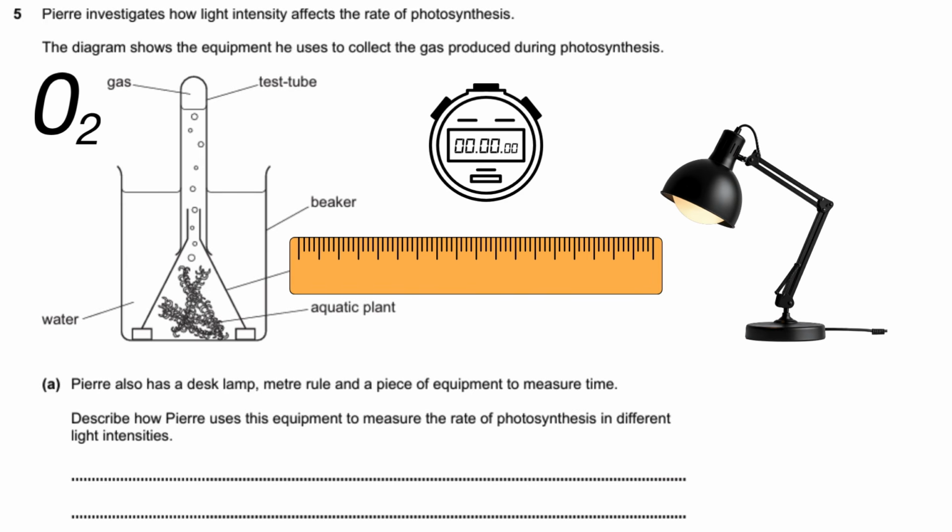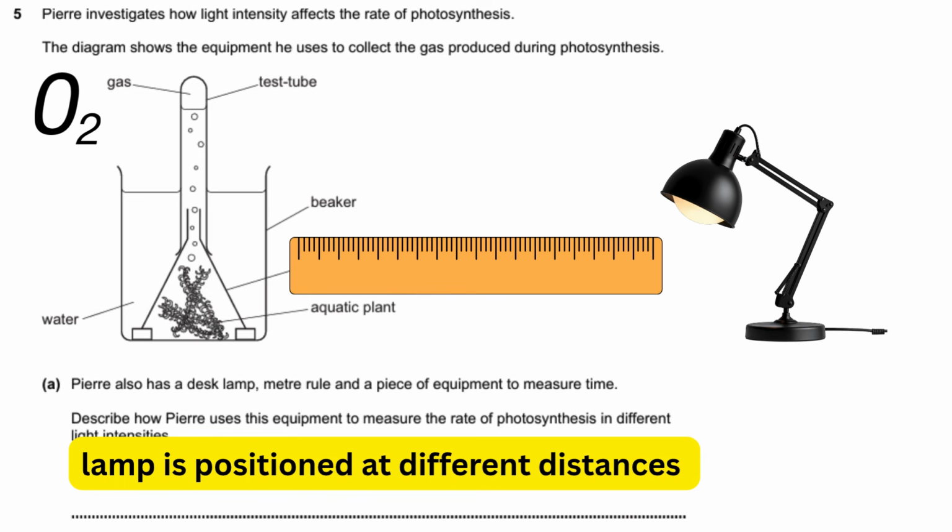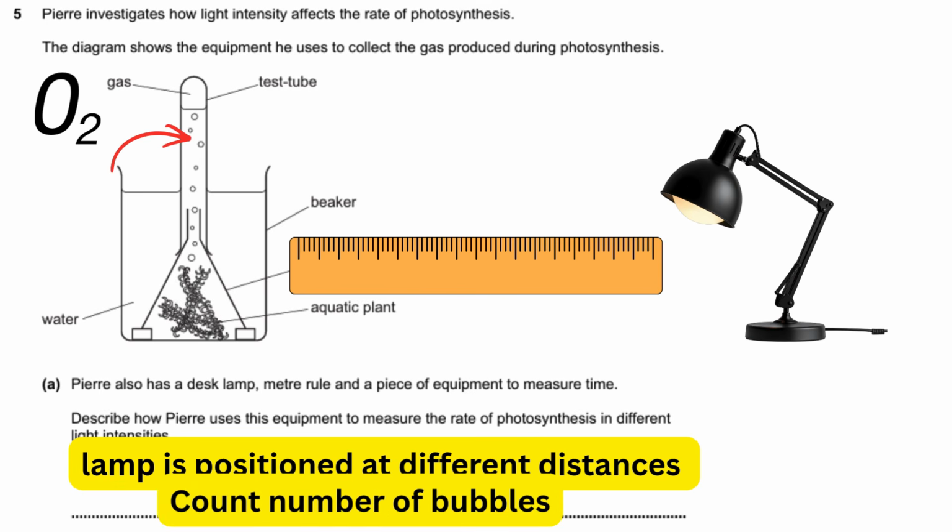But remember that he said that Pierre has a desk lamp. Then he asks, describe how Pierre uses this equipment to measure the rate of photosynthesis in different light intensities. So it is a very easy experiment. The lamp will be positioned at different distances from the plant to get different light intensities. For example, putting the lamp at a distance of 5 centimeters, then we will go away, putting the lamp at a distance of 10 centimeters away from the plant, then 15, and so on. And each time we will count the number of bubbles that evolve in a minute. And each step must be repeated to get a reliable result.